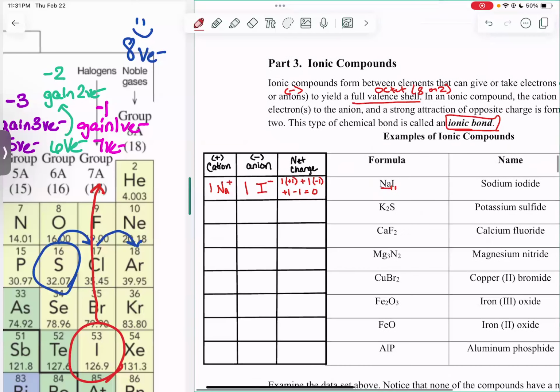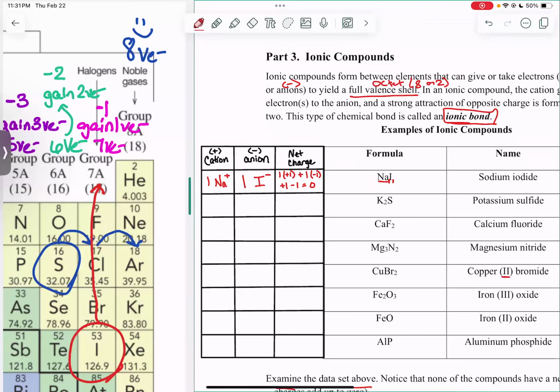But when you get down here, you're going to see that there are some weirdo ones, right? That have Roman numerals. These are the transition metals, and these transition metals are able to have multiple charges.